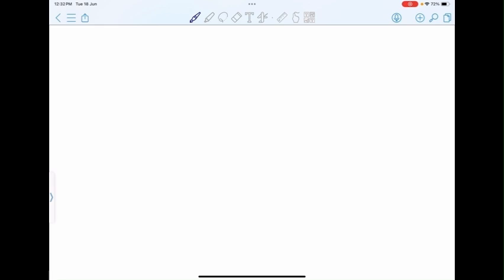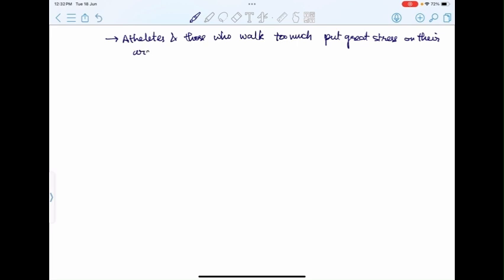Now let's go on to the other point, which is the continuation of the previous point. Athletes and those who walk too much put great stress on their arches intermittently, not a constant stretch. What did I tell you? That was a constant stretch. So if it's a constant stretch, then only you're going to develop flat foot. Otherwise, with intermittent stretch, you're not going to develop flat foot. Right? They will be able to maintain their arches.